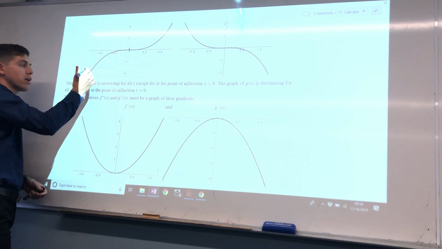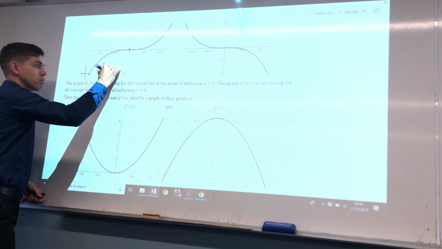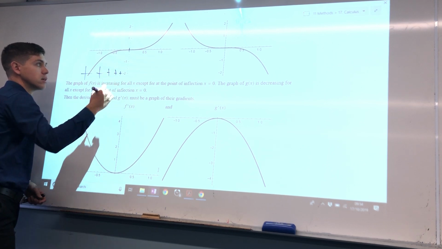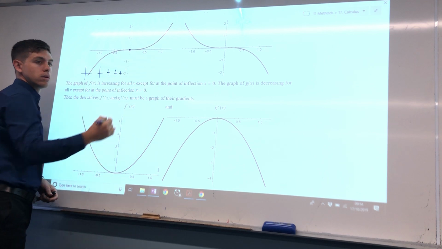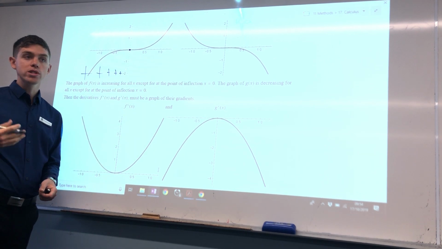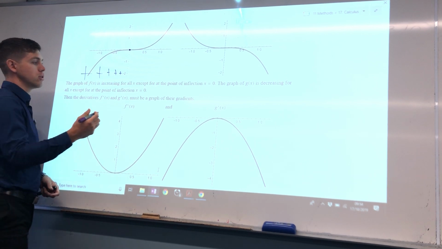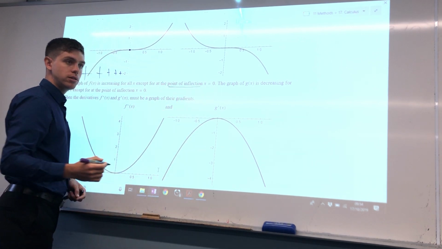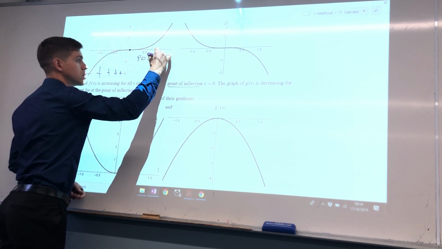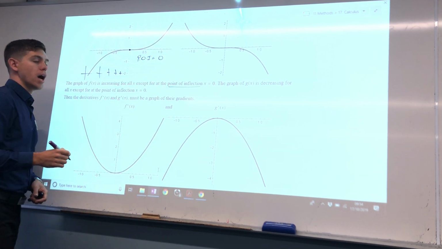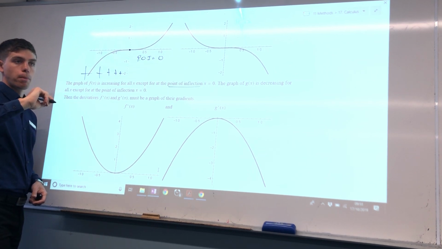So on my sign diagram, it's increasing. It's still increasing, but it's increasing by smaller amounts. And then at this point here, x equals 0. What is the gradient at this point? 0. It's referred to as a point of inflection, POI. And at the point of inflection, the gradient is 0.